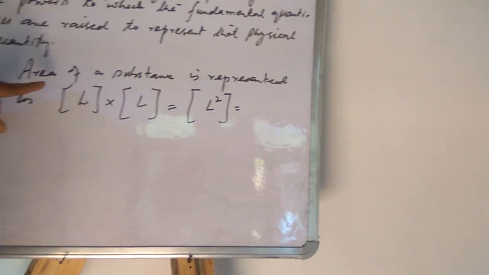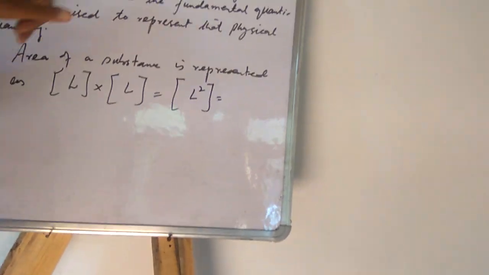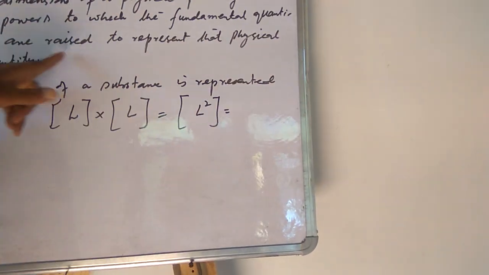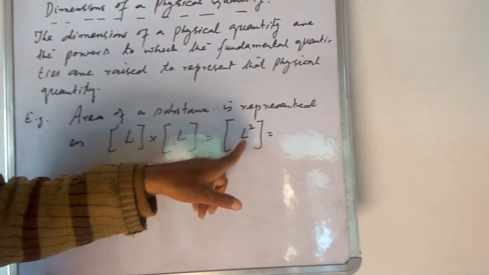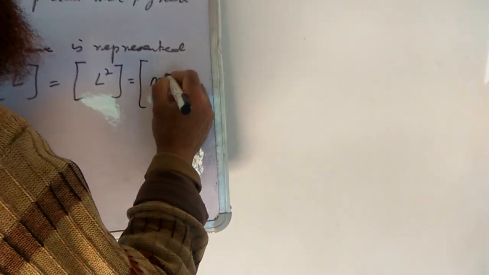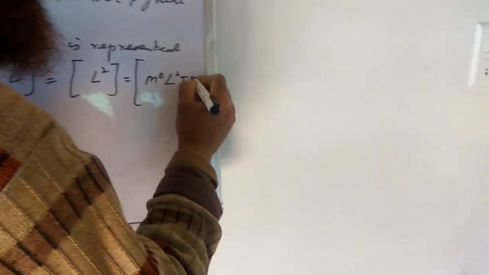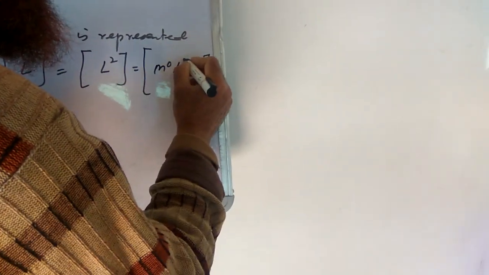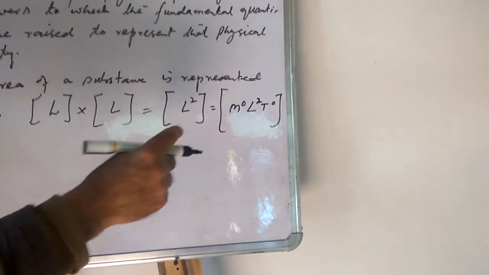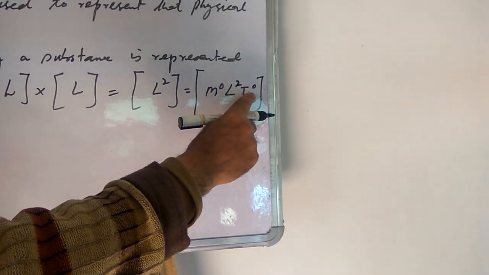The dimensional analysis says that the dimensions of a physical quantity are the powers to which the fundamental quantities are raised. Here only one fundamental quantity exists, that is the length. So we will write it like this. What does it mean? That means area has 0 dimensions in mass, 2 dimensions in length, and 0 dimensions in time.